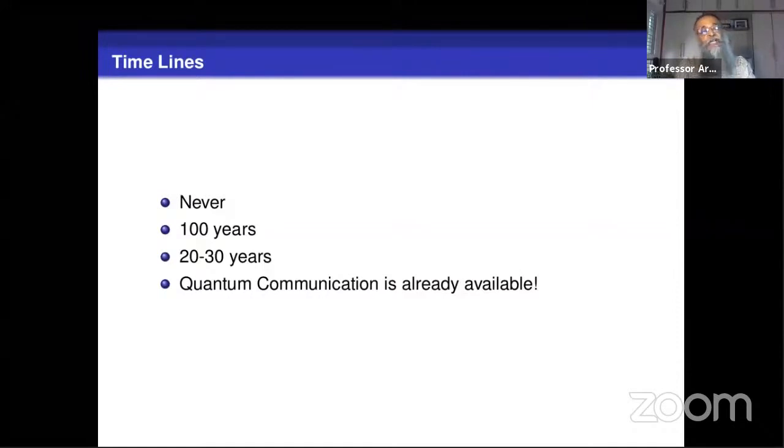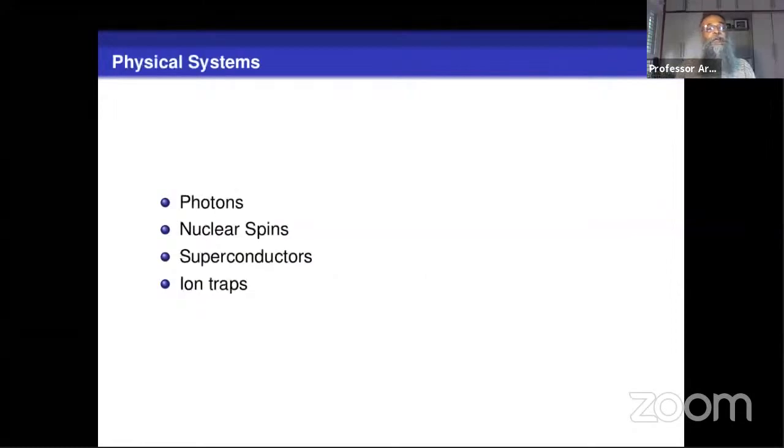People have done secure quantum communication over hundreds of kilometers now. Even satellite-based communication people have set up. So that has already become a reality.